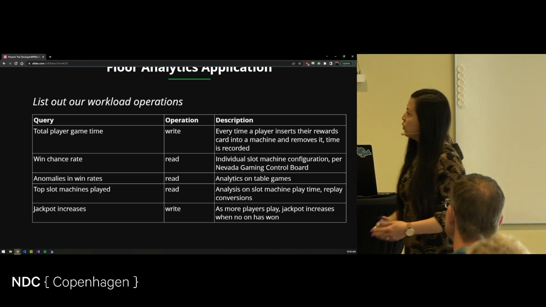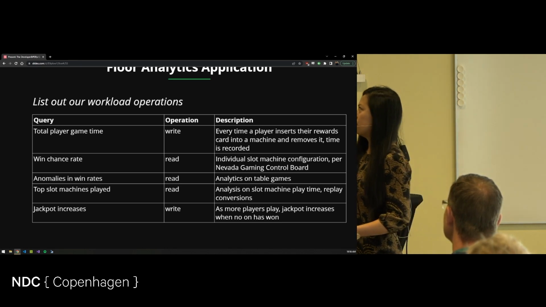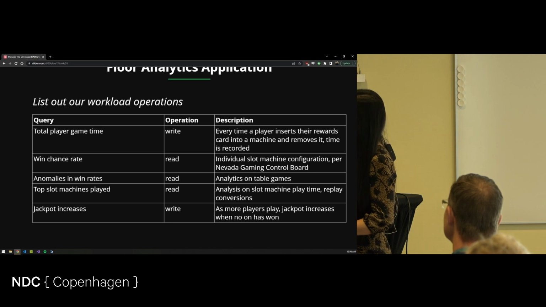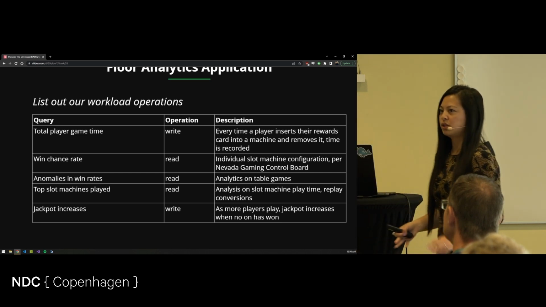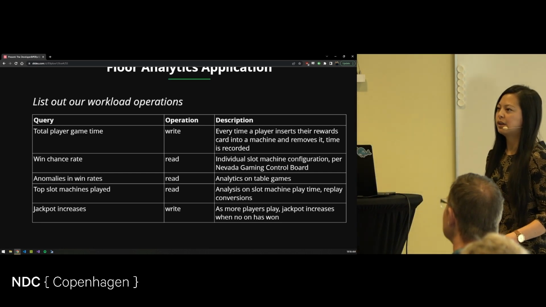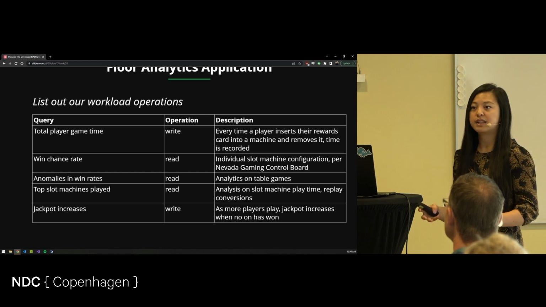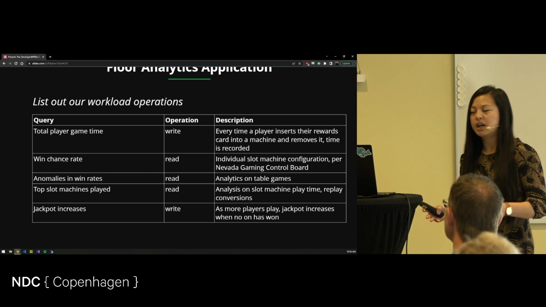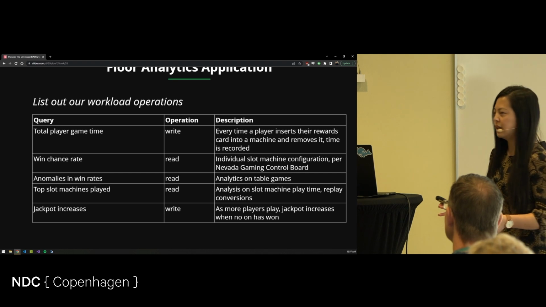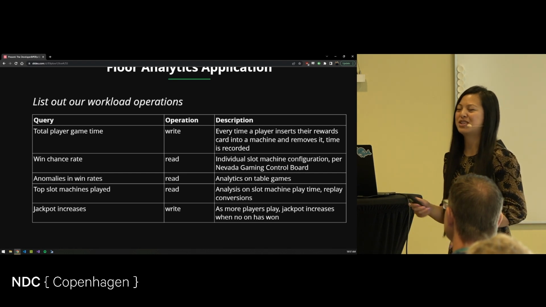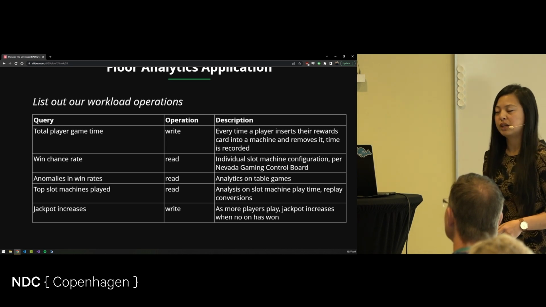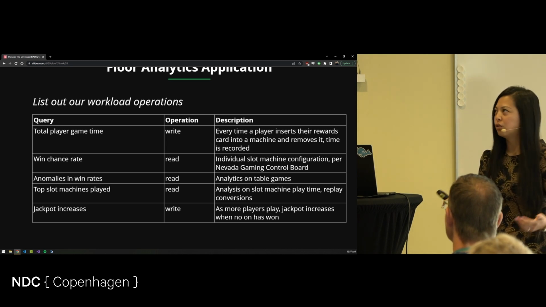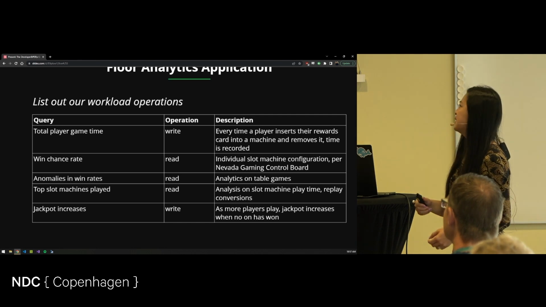We have a few more reads that we can use as part of our analytics. So that's the win chance rate, the anomalies in the win rates, and the top slot machines played. For the win chance rate, there's not much that we can do there. The Nevada Gaming Commission sets what those ranges can be, and you have very, very slight creativity where you can move those ranges, but it's set by that board. But we have that information, and that is a read that we can use to see what the current range is right now.